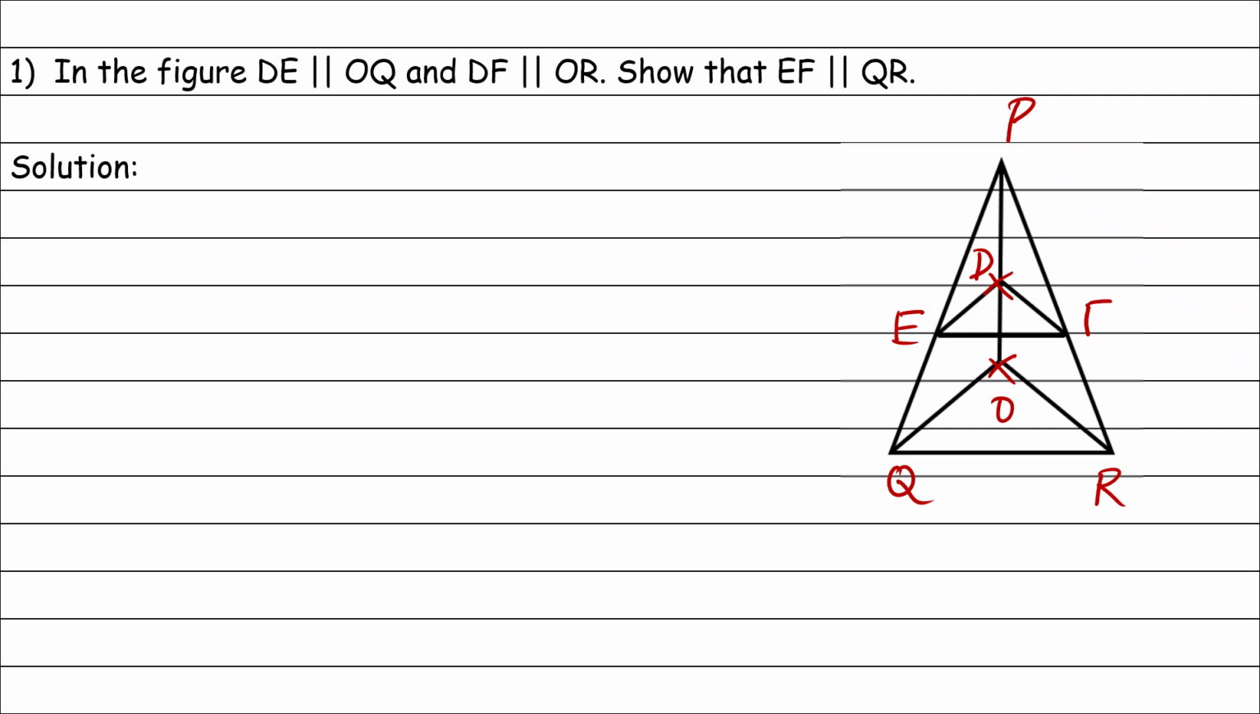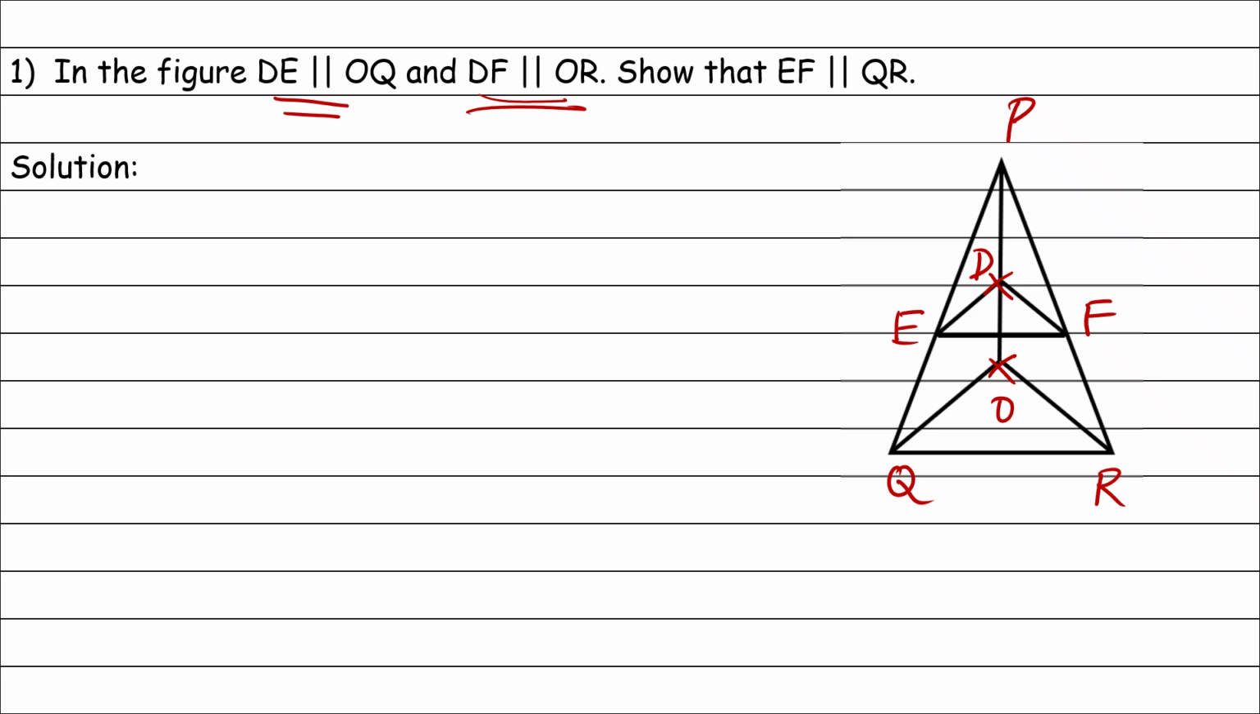In this figure, DE is parallel to OQ, that is this line DE is parallel to OQ. And DF is parallel to OR, which means this line is parallel to this line. We need to show that EF is parallel to QR, that is this line is parallel to this line. So to prove this, let's go to the solution of the problem.